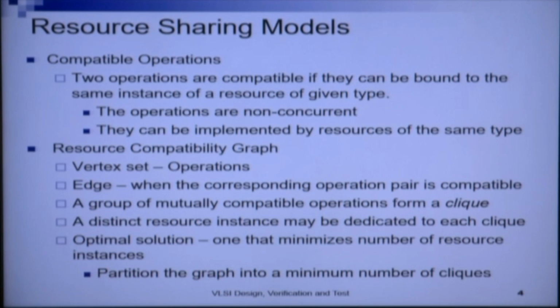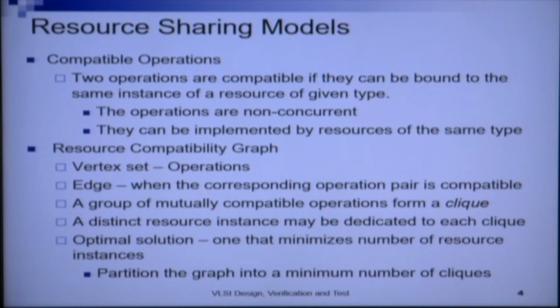So, how do we minimize the number of resource instances? For each clique I must dedicate a single resource instance, and if we can minimize the total number of cliques, I will be able to minimize the total number of resource instances required. So, partition the graph into a minimum number of cliques, and obtaining this minimum number of cliques is to obtain the clique cover number. So, the clique cover number of a graph is this minimum number of cliques into which the graph can be partitioned.